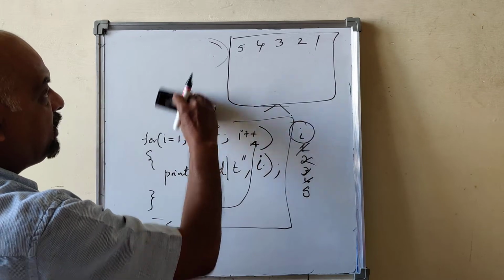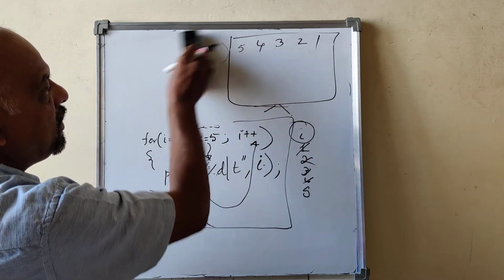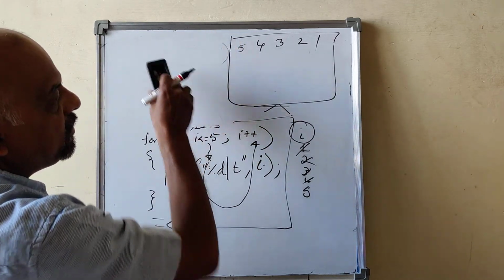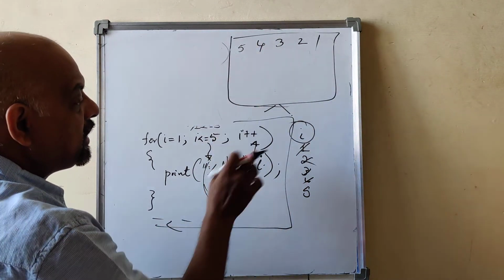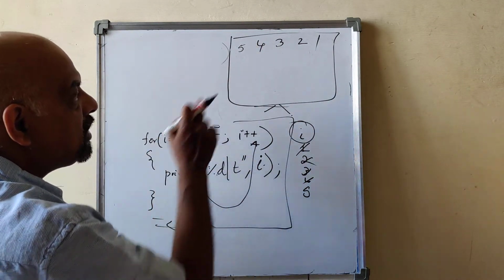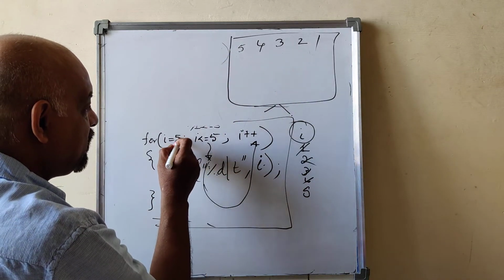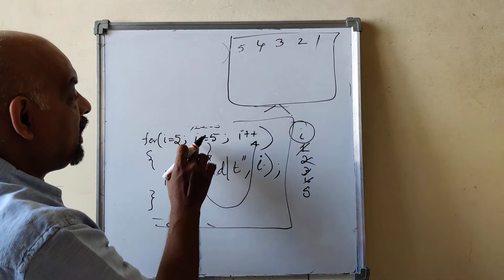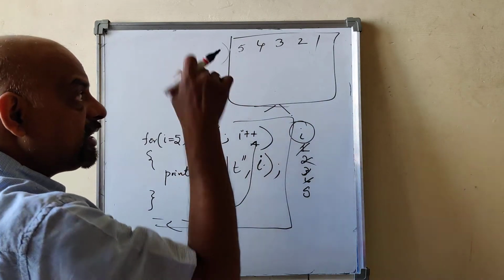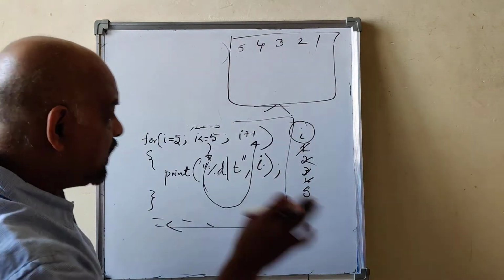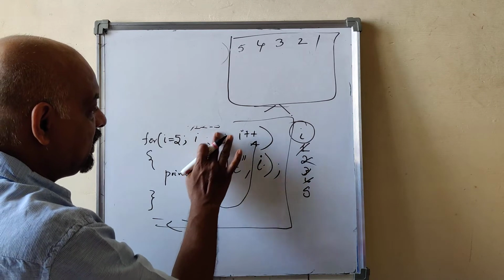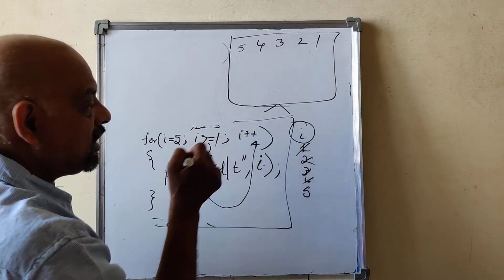What is the starting value? 5. What is the final value? 1. Every time, the difference between the first and second, and third and fourth, is 1. So what you have to do, the initial value should be what? 5, right? You have to think of what needs to be done. And the final value is 1. When do I have to stop? When I reaches 1, greater than or equal to 1, is it not? Here, greater than or equal to 1.